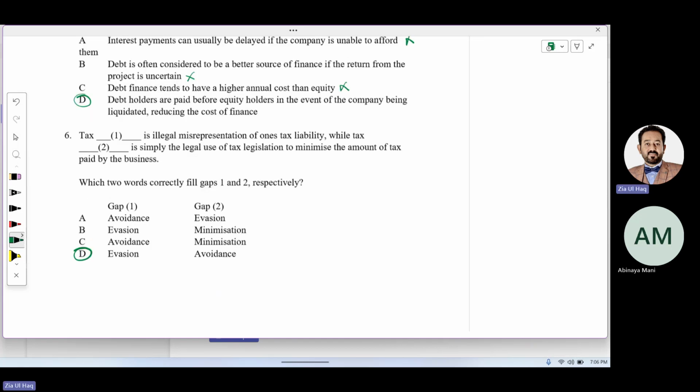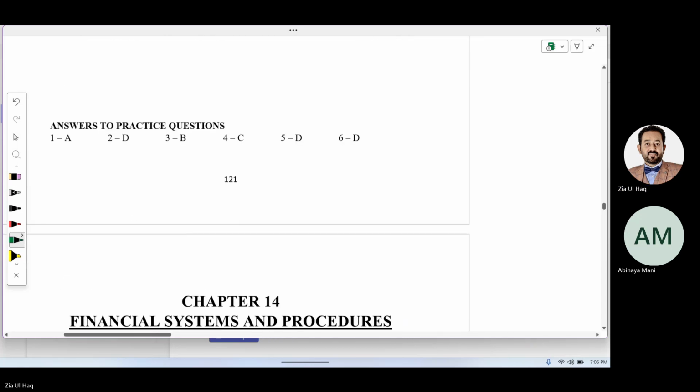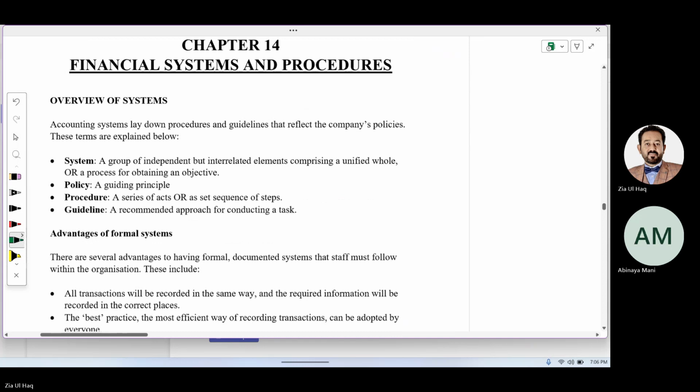Okay. Moving towards the next chapter. Chapter 4: Financial systems and procedures. In this chapter, we will learn the different systems of the organization and their procedures. Procedures mean controls. Controls mean policies and procedures.